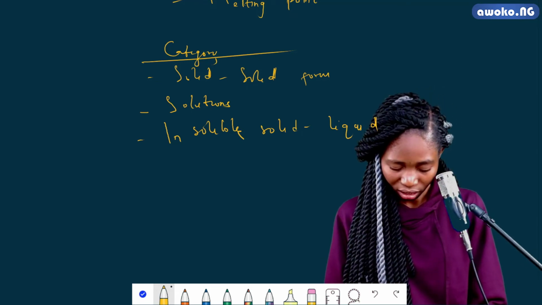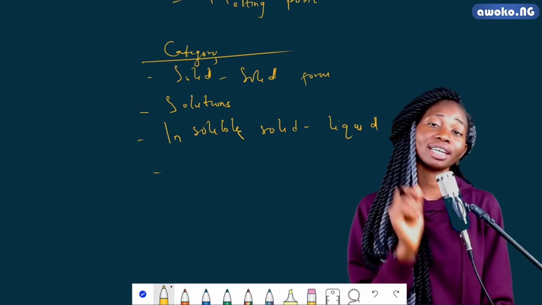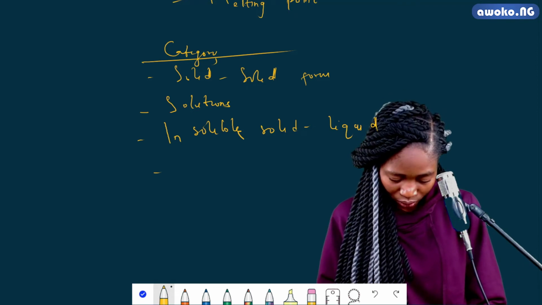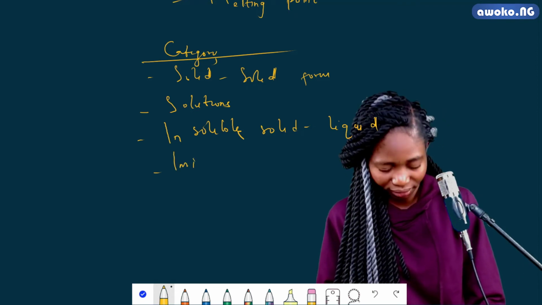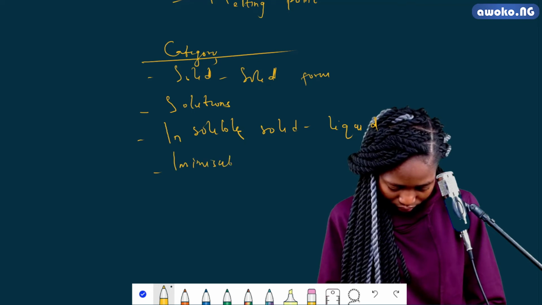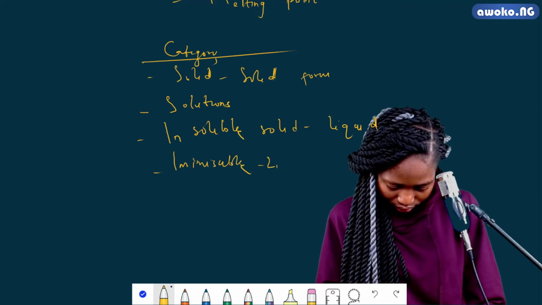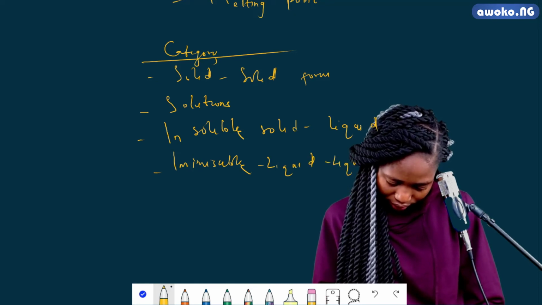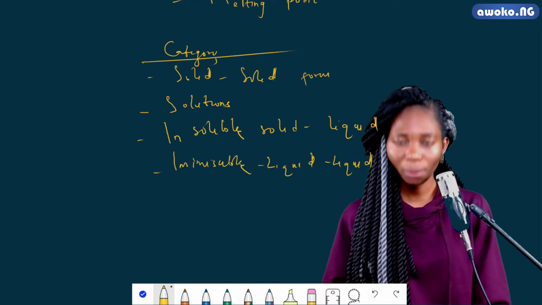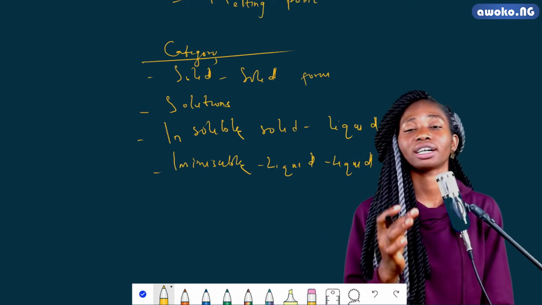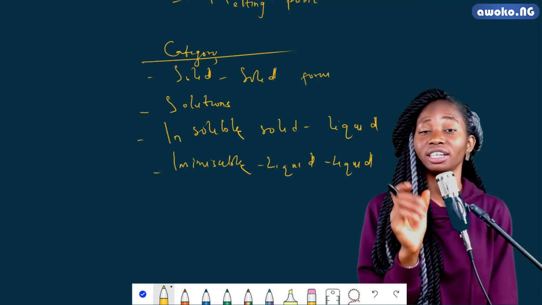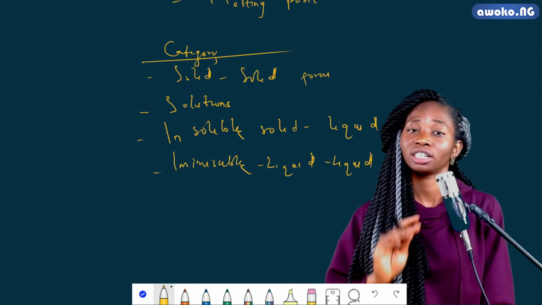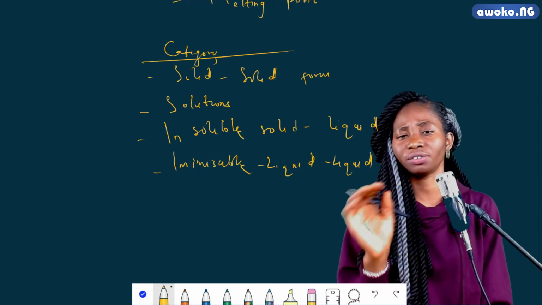And the last we have is the separation of immiscible liquids, right? Immiscible liquids, a mixture of substances that are immiscible. When we have substances that are of distinct layers, although they are mixtures, you could visibly see that these substances separate into different layers.